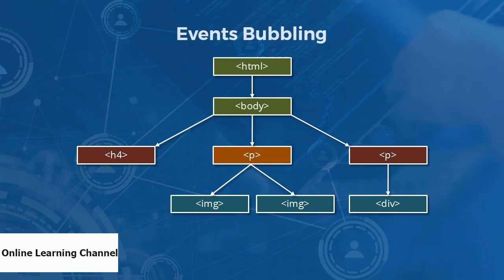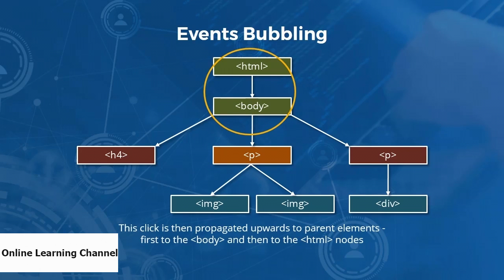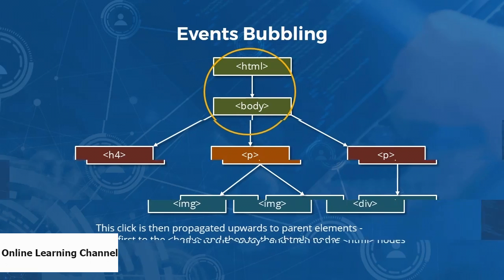Let's look at it another way. You click on this paragraph P, and that gets a chance to react to the event first. So it gets the click event first. Then the same event is propagated upwards to all of the parent elements of P. The click is propagated upwards, and this is event bubbling. The term bubbling should clue you in. The event bubbles upwards like bubbles in water.